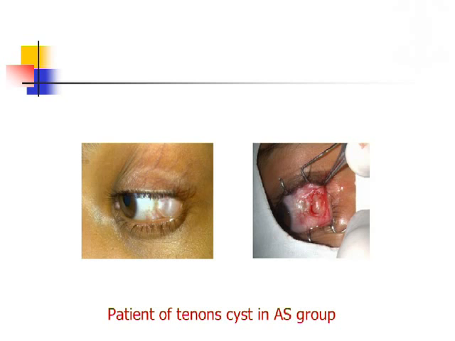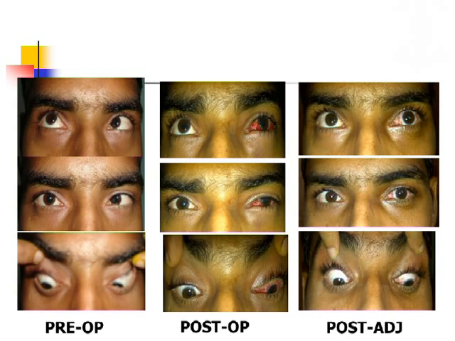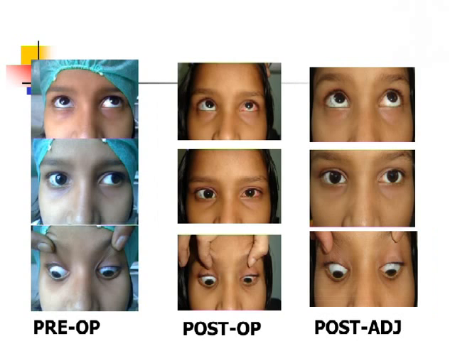These are a few photographs which show that pre-operatively there was infantile esotropia. The post-operative photograph shows overcorrection, and post-adjustment it shows orthophoria. This is also a tropia. The post-operative picture shows overcorrection, and post-adjustment shows orthophoria.